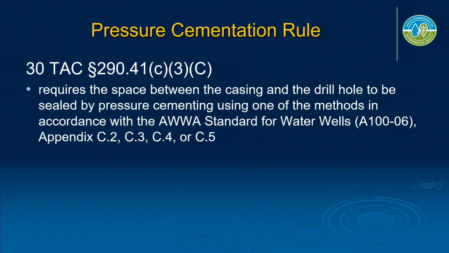Pressure cementing falls under 290.41(c)(3)(C). It requires the space between the casing and the drill hole to be sealed by a pressure cementing method using one of the methods in accordance with the AWWA standard for water wells, Appendix C2, C3, C4, C5.